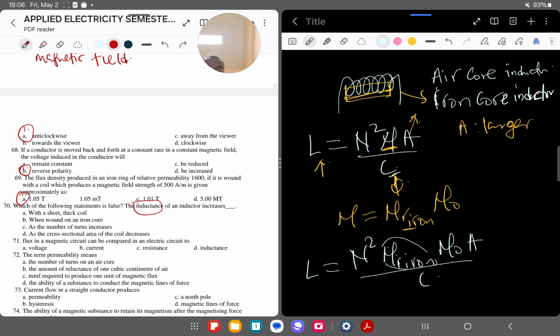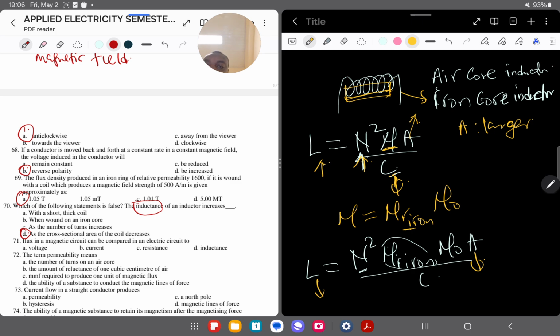C, as the number of turns increase. The number of turns, N, is proportional to the inductance. So increasing the number of turns means you are increasing the inductance. So C is correct. D, as the cross-sectional area of the coil decreases. Cross-sectional area is just the area of the coil. If you decrease the area, the inductance is also going to decrease because they are directly proportional to each other. So the answer here is D. That's the false one.